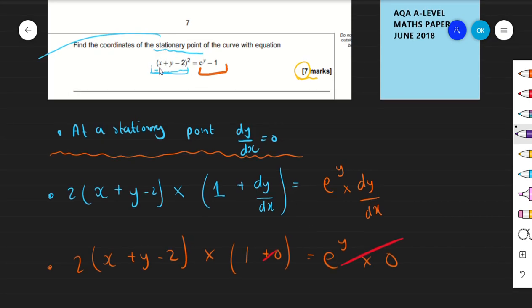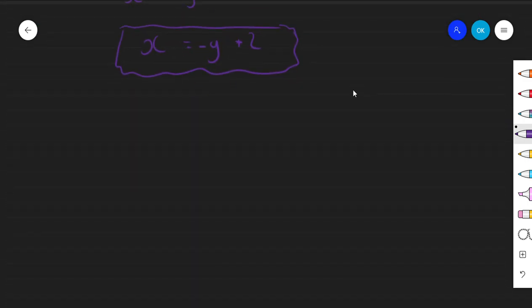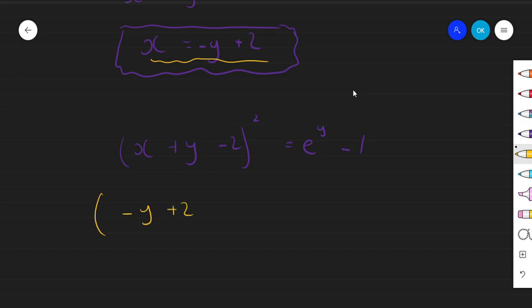And you'll notice that when we substitute this back, we have terms cancelling out totally on the left hand side. If I write the actual equation down to make it more clear, we had (x + y - 2)^2 equaling e^(y-1), right? Now if we sub in this for the x, we would get (-y + 2 + y - 2)^2 equal to e^(y-1). So everything cancels out really nicely, right?